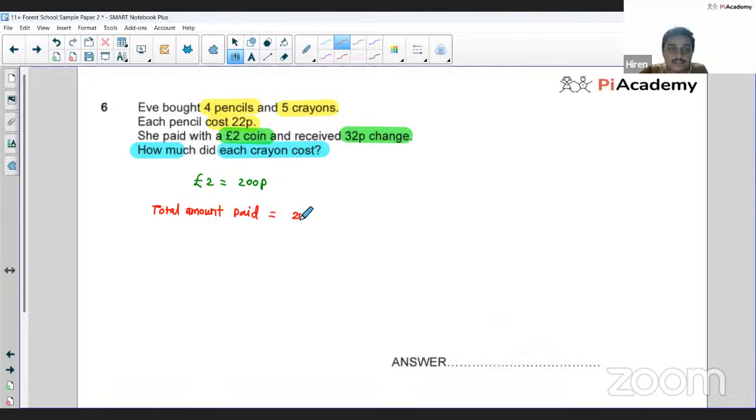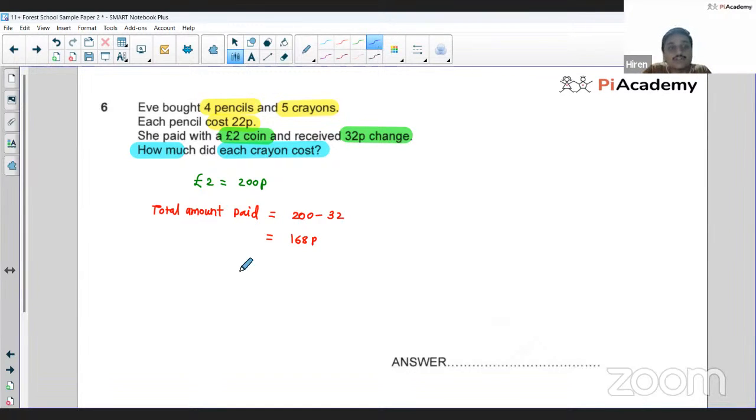That is equals to what? 200 minus 32. This we need to do, right? And once you do this, how much are we going to get? 200 minus 32, if we do that, then we will get 168p, right?